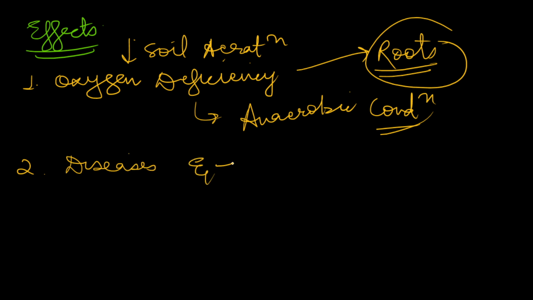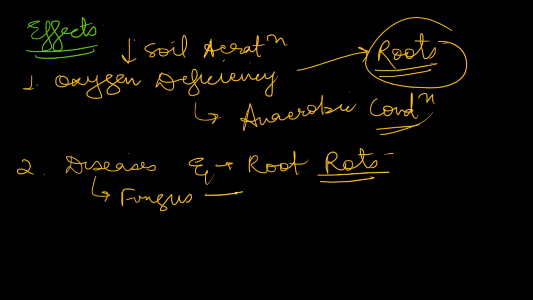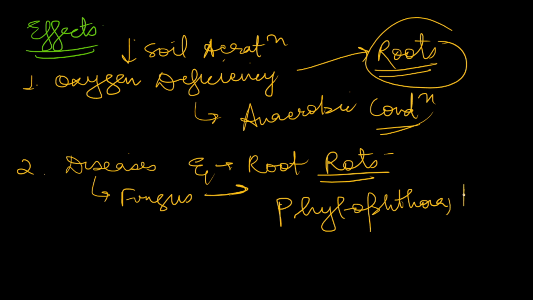For example, root rots could be there due to fungus. Fungus can thrive very well in waterlogged conditions. You can mention fungus here. Certain fungal and bacterial diseases can thrive a lot, and you can give examples of some pathogens such as Phytophthora and Pythium. So these are the major causes.